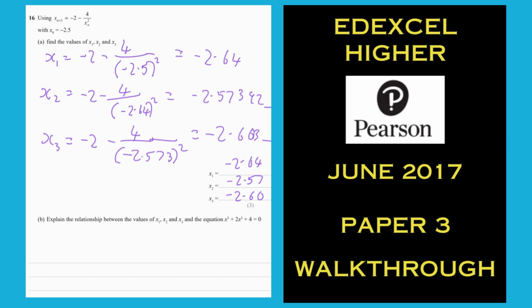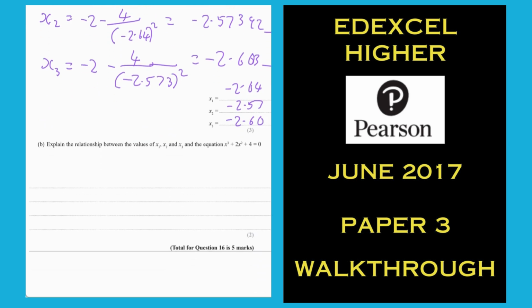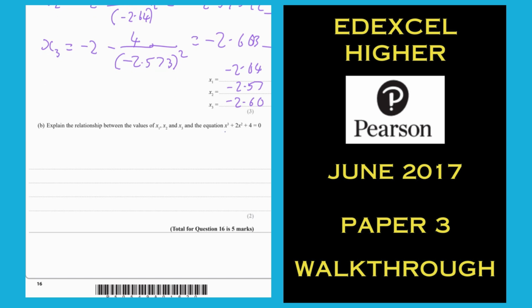2.60. Part B, explain the relationship. So you could simply say out loud that these and the original one, the other one you were given, they are 2 forms of the same equation. Or if you wanted to just show it by doing the following, divide everything by x squared, you get x plus 2 plus 4 over x squared, and then take away the 2 from both sides, take away the 4 over x squared, and as you can see, so you can argue they are 2 different forms of the same equation, but then it is worth 2 marks.